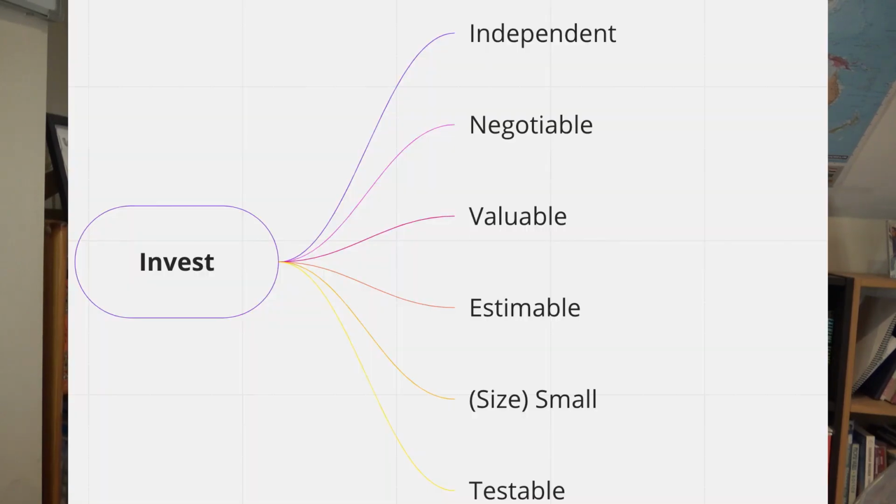T in INVEST stands for testable. Every user story should be able to be tested. We should know how we're going to test that. And when we are estimating any user story, we should include the effort required to test that user story. So we want to make sure that when we deliver this user story, it's fully trusted, it is fully robust. So T in INVEST stands for testable.